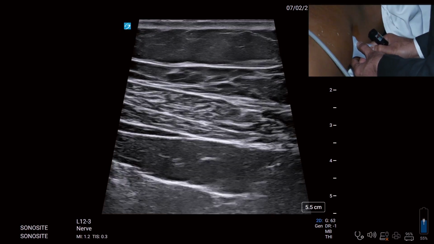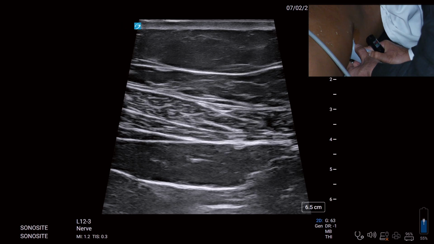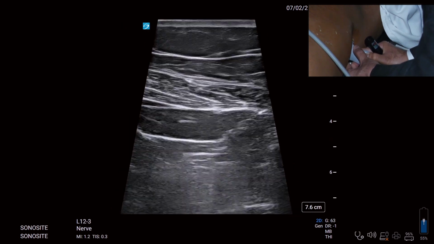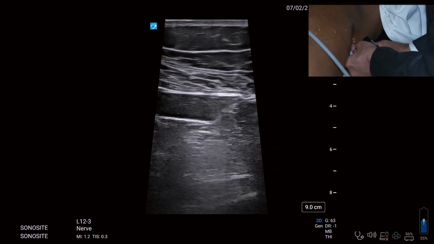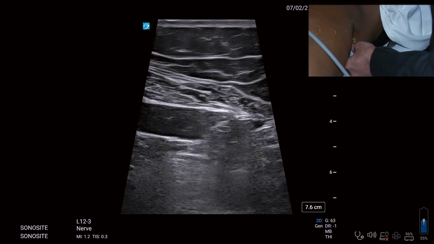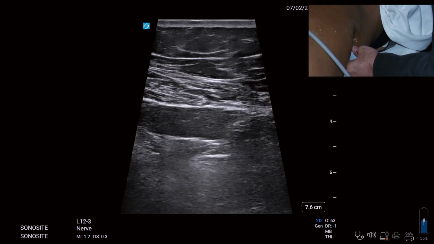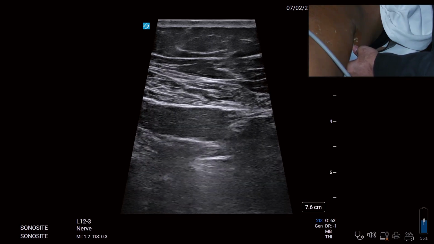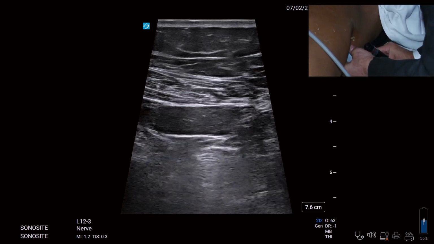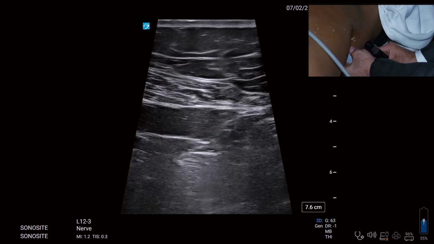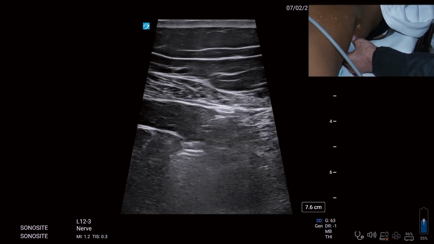I go more posteriorly, my dear friends, more posteriorly. Maximum depth, increase the depth more. Yes, almost I have reached the level of quadratus lumborum. This muscle is nothing but quadratus lumborum. And this black area you see represents the pararenal fat, a part of the retroperitoneum. So I'm applying a little pressure, over pressure, so that I can show you the QL. This is the quadratus lumborum, my dear friends.